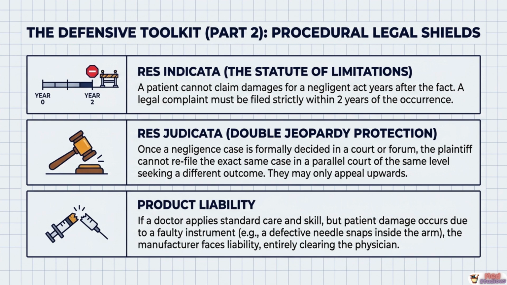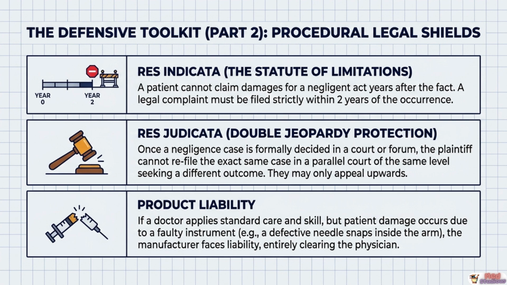Under this doctrine, a patient cannot file a legal complaint for damages arising from a negligent act years after the event. The law mandates that a complaint must be formally filed within 2 years of the negligent act occurring. After this window expires, the claim is permanently barred. This prevents doctors from living under indefinite threat of legal action from events that occurred long in the past.